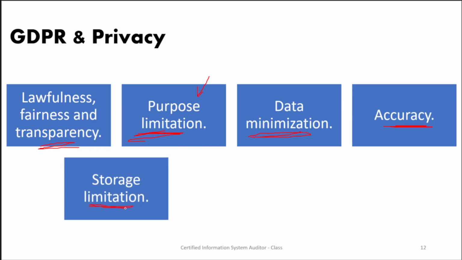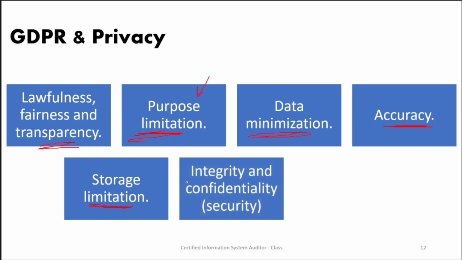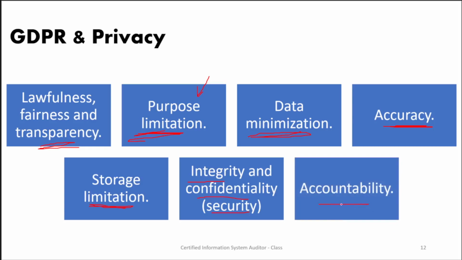Storage limitation: the data should be stored in a known location and within the Europe area, not outside the Europe area, if I am storing personal information about European citizens. Data should be subject to integrity and confidentiality requirements to secure the data, and the owner, the processor, or the collector of the data should be accountable for securing this data. So these are the key directives about what GDPR, or the General Data Protection Regulation standard, is about.